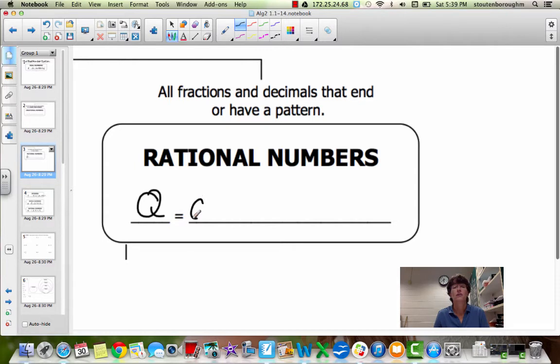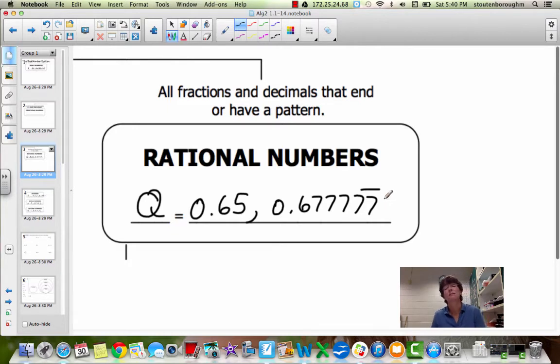So we could say 0.65 is a rational number. It's a decimal that ends. We could say that 0.677777, and it goes on and on and on. That's also a decimal. It doesn't end, but it does have a pattern because it has a continuous 7. We can have fractions, 4/5. We can have 2 7/8. We could have negative numbers, negative 1/3.